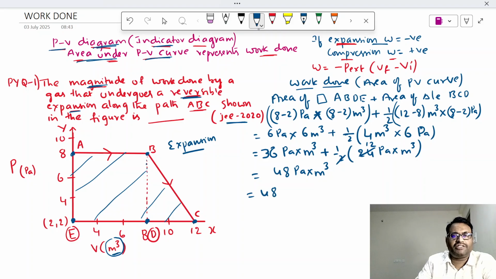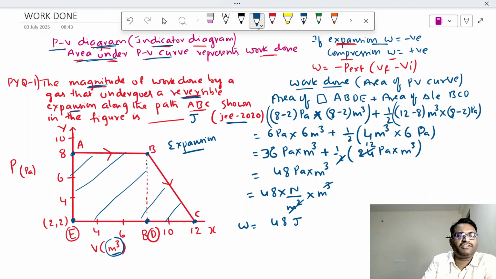So 48, but the question asks for the answer in joules. So 48 into 1 Pascal into meter cube. 1 Pascal is equal to 1 Newton per meter square, into meter cube. So meter square cancels. Then what do you get? What remains? Meter remains. So work done is equal to 48 joule.